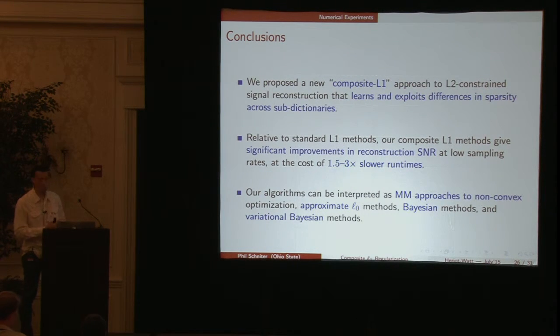So we have several interpretations of this. You can view it as a majorization minimization approach to non-convex optimization, as an approximate L0 method, Bayesian methods, variational Bayesian. So however you like to think about it.